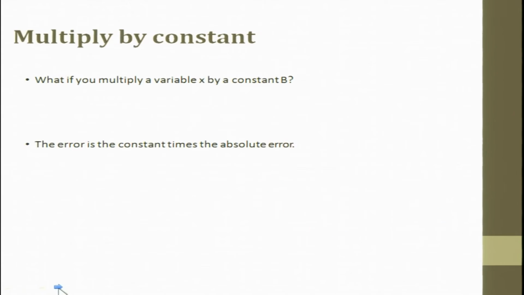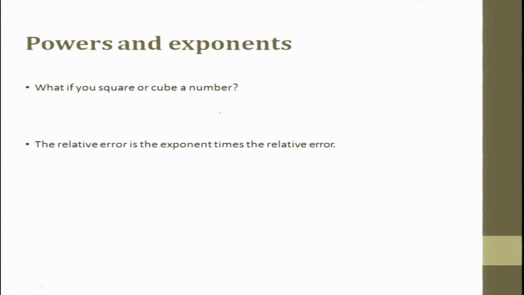So what if we multiply the errors with a constant? If the result is equal to some constant value a into x, the error is the constant times the absolute error. So the absolute error here is equal to a times delta x. Is it okay? Now, when we talk about the errors, errors are absolute terms mostly. So we will put the absolute value of the constant here as well, irrespective of its original value. So what if you square or cube or put some degree to a number?